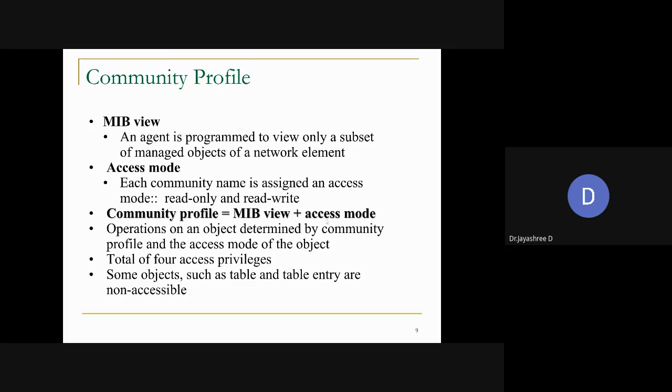So the operation on an object is determined by the community profile, because the profile will define all those things: the access mode of the object. There are a total of 4 access privileges, as you have seen earlier. Some objects, such as table entries, are not accessible, right? That is fine. You cannot manipulate something which has been predefined through that agent. Remember, through that agent you cannot modify it.